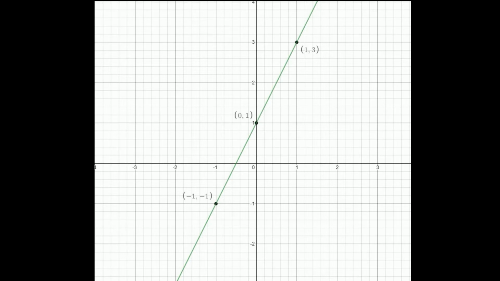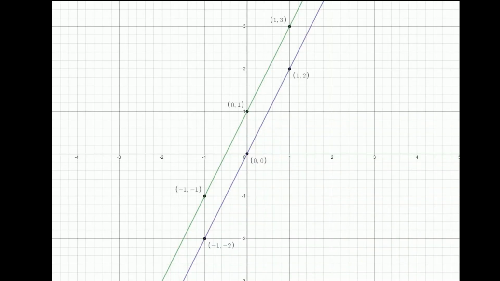Okay, so let's graph these on the same graph, and we can see what they look like better. Here are each of my lines. The line in purple is 2x. The line in green is 2x plus 1. And looking at them both on the same graph here, you can see that all I did was shift my entire line up 1. Okay, so that's going to become an important concept for us later on.